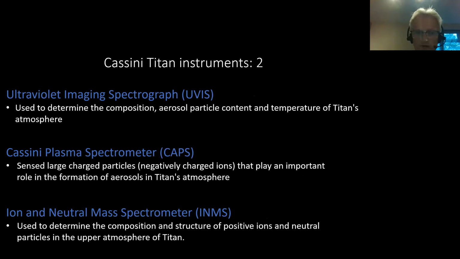There's also an ultraviolet spectrometer used to determine the composition and aerosol particle content, as well as the temperature of the atmosphere. A Cassini plasma spectrometer, which can look for charged particles. And this is extremely important because it was able to detect not only the negatively charged particles that I mentioned in the atmosphere, but also how massive they are, which is important for understanding the chemistry. And also a spectrometer that looks at ions and neutral species within the atmosphere.